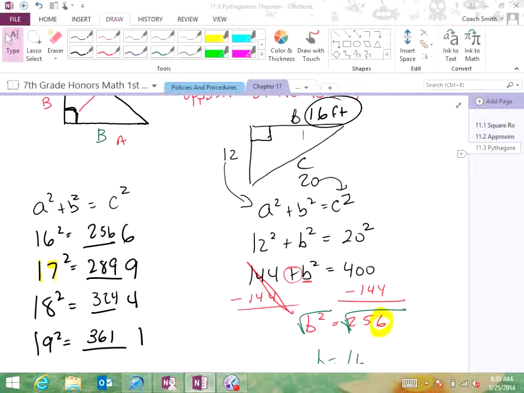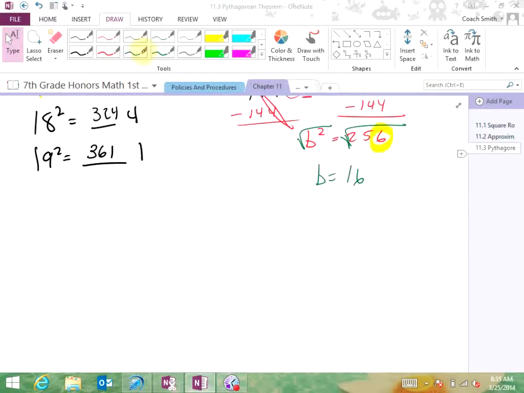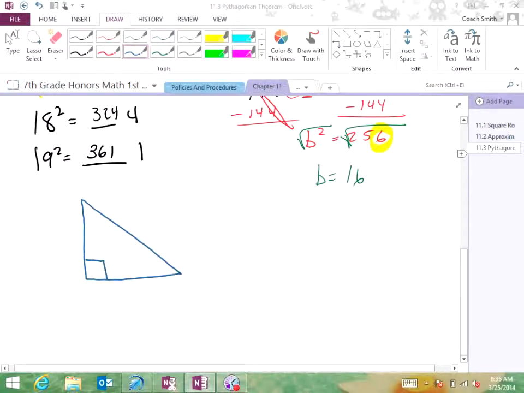All right? Now, let's look at one that is not a perfect square. Yeah, let me change that. That doesn't look like what I want to do.